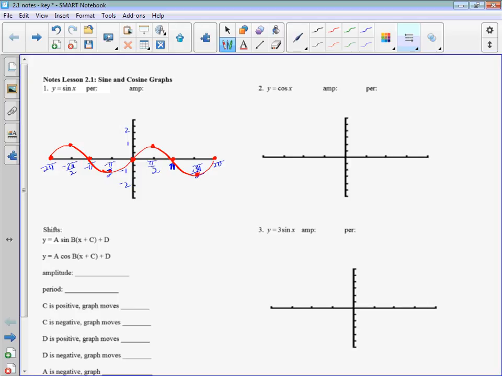This graph also continues on forever. We are stopping at negative 2 pi and 2 pi, but you could graph this. The wave just keeps going over and over and over. It's going to keep following that pattern. That wasn't too terrible, was it?